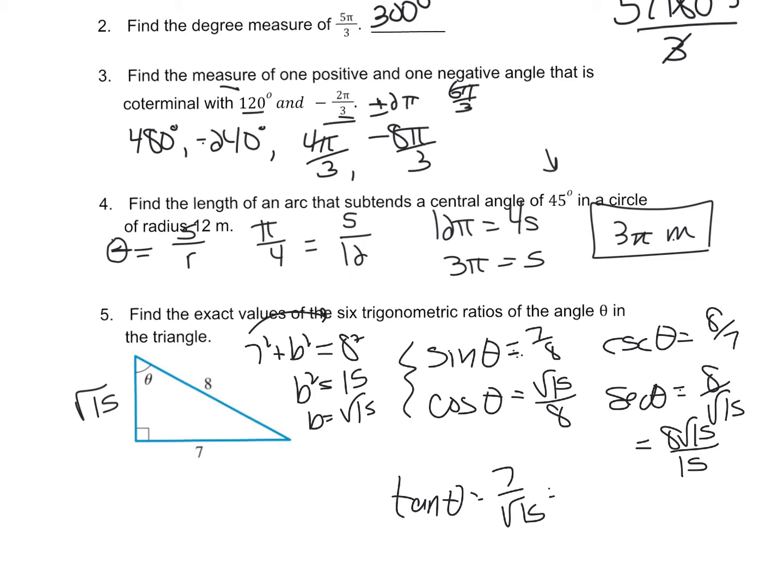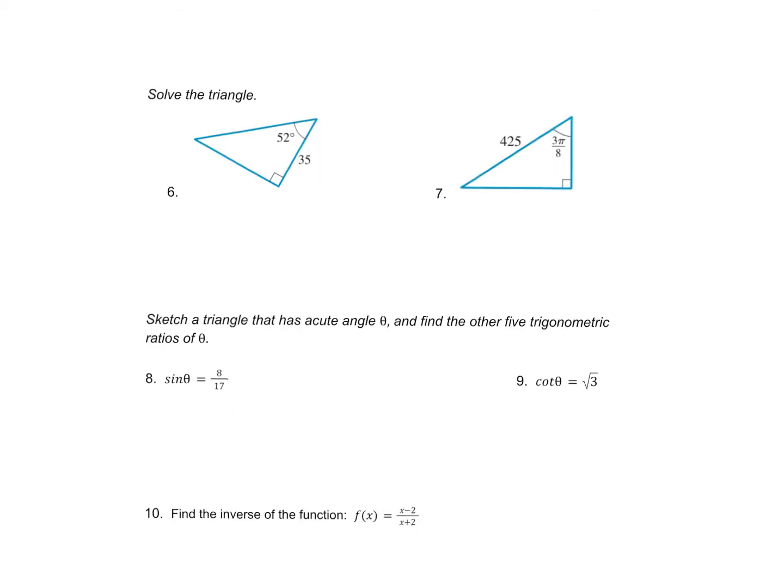You do need to rationalize that. Take the 15 up to the numerator, pull it out of the denominator, and your last answer is cotangent. Cotangent, I'm just going to flip this one. Remember, when you do the reciprocal of tangent, do the easy one. So I'm going to do the first answer right there, because doing the reciprocal of that second one would be pretty darn tough. Okay, so there's the first 5.